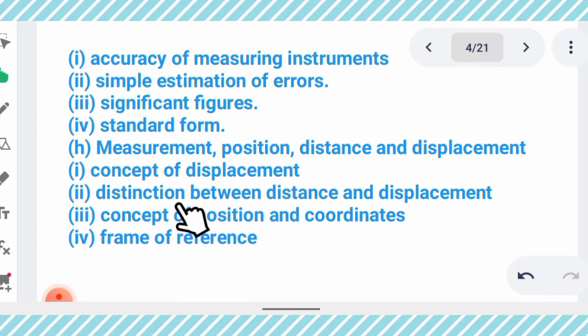But when it comes to the distinction between distance and displacement, distance is a scalar quantity, and displacement is a vector quantity. So that is the difference between distance and displacement. The concept of position and coordinates, that one you just have to know a little arithmetic, how to do little arithmetic expressions on a graph. Frame of reference, they are so very simple.